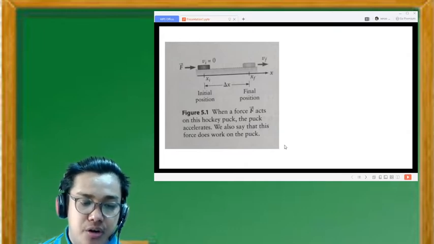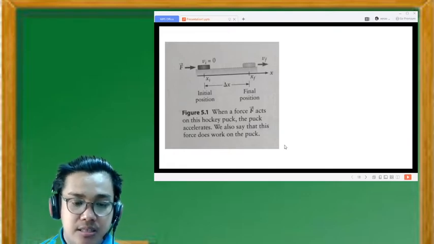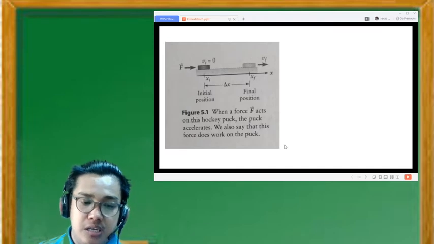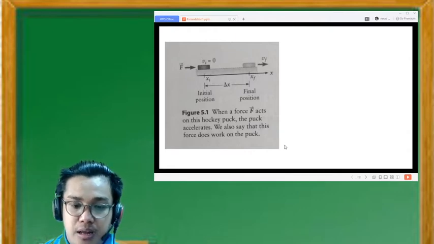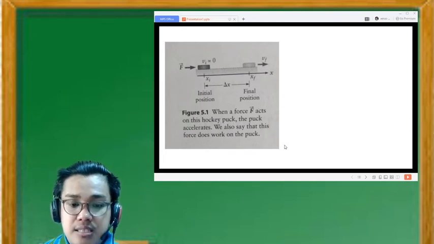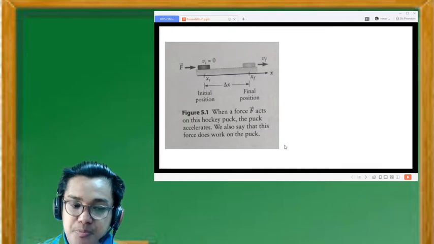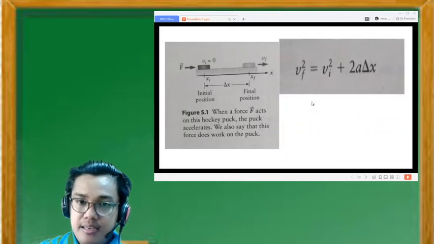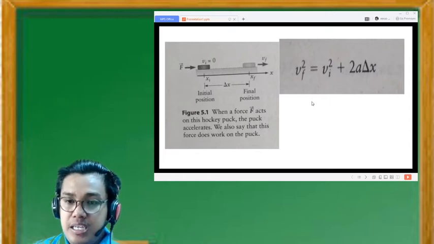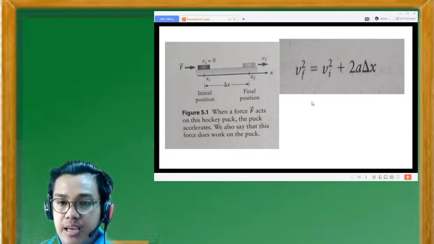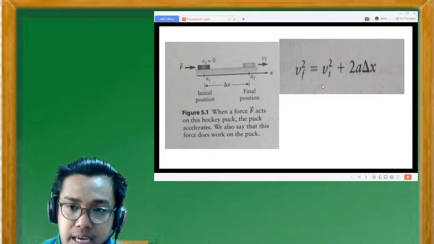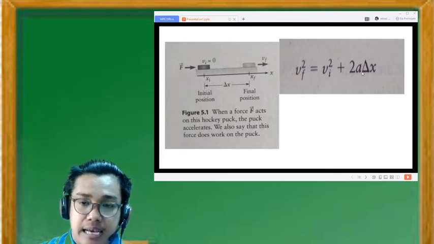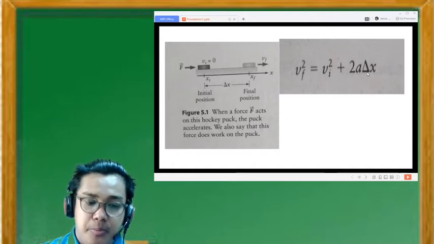horizontally results in motion with constant acceleration. From the past lessons in chapter 2, applying equation 2.10 and denoting the initial and final velocity by v sub i and v sub f respectively, we can write: final velocity squared is equal to the initial velocity squared plus 2 multiplied by the acceleration and the displacement. Here, the triangle with x represents the displacement.